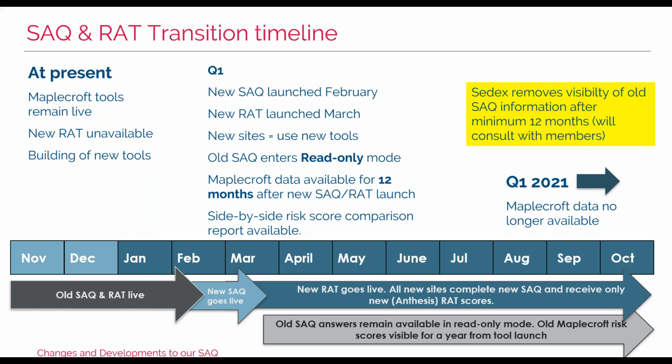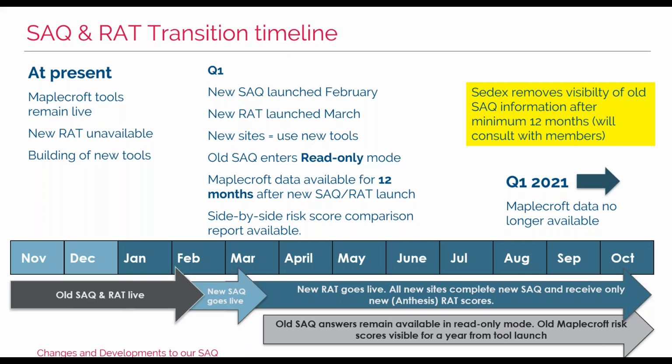So we then have a year during which we will be strongly encouraging all sites on the system to be filling out a new SAQ. And as that SAQ information becomes available, you will also be able to start using some of those other reports within the new risk assessment tool to give you a visualization of what's going on there. So there is a year for transition, and by the end of March 2021, we will have completed a full transition to the new tools.